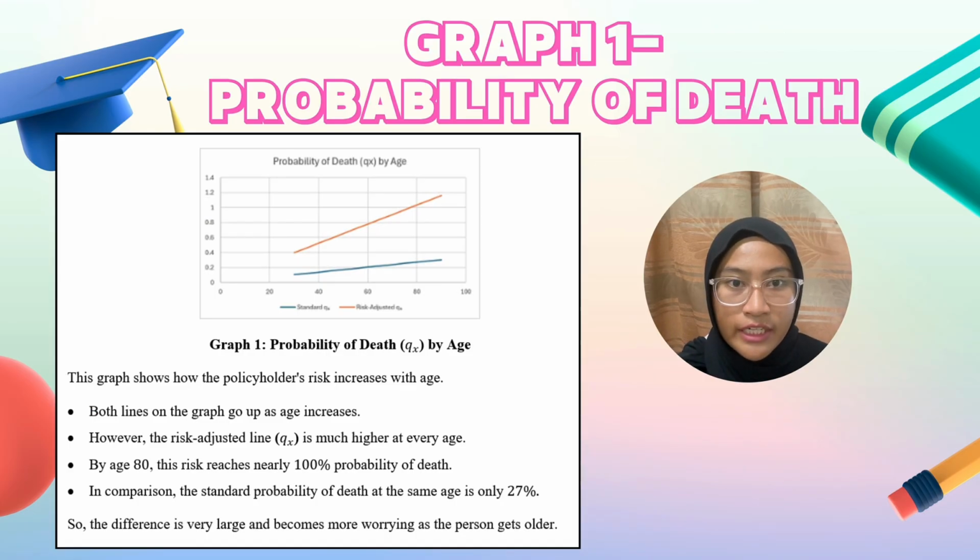Our first comparative graph shows the probability of death by age. Both the standard and risk-adjusted lines increase with age, which is expected. However, the risk-adjusted line is dramatically higher at every age. By age 18, the risk-adjusted probability of death reaches nearly 100%, while the standard probability is only 27%. The widening gap shows that as the policyholder ages, they are already high risk and become even more so. This has a significant implication for insurance pricing and risk management.